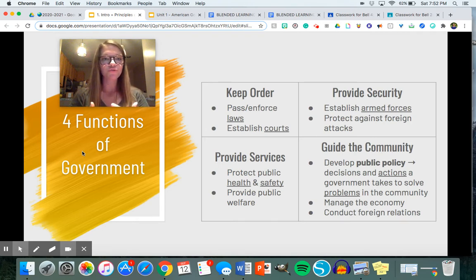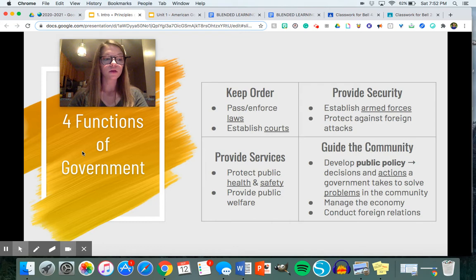Now, guiding the community is the fourth and final function of government. And the main way that the government does this is through something called public policy. So the government develops public policy, which really are the decisions and actions that a government takes to solve problems in the community. And that can be anything.